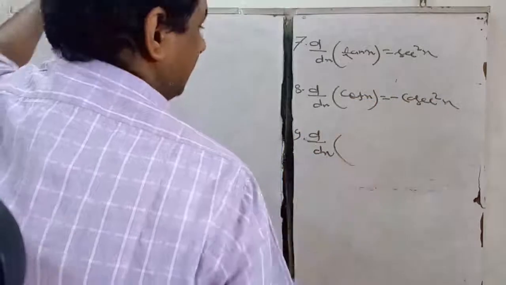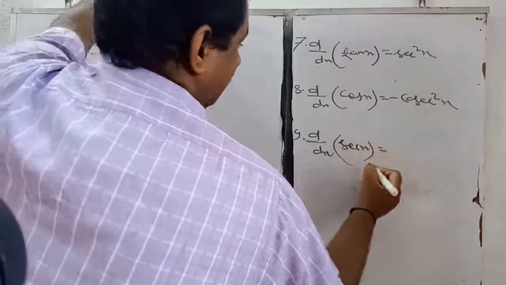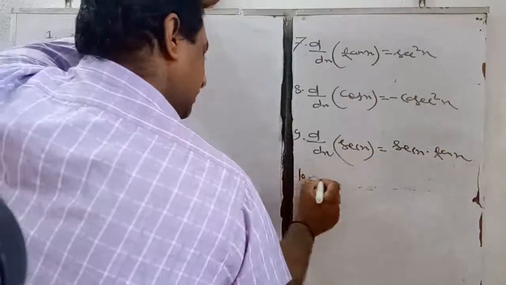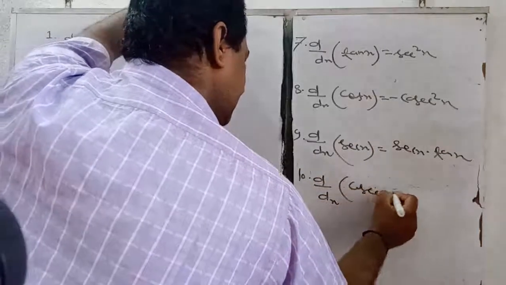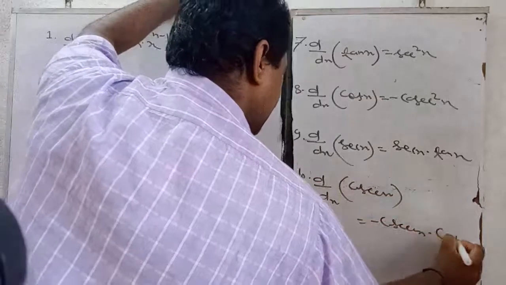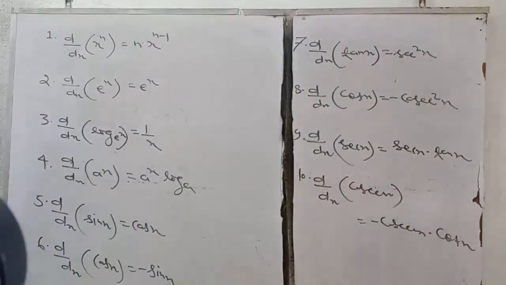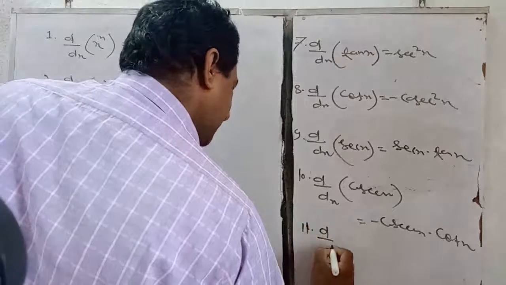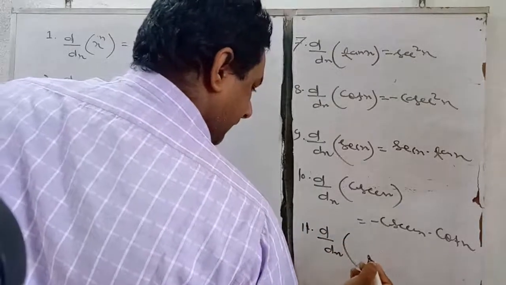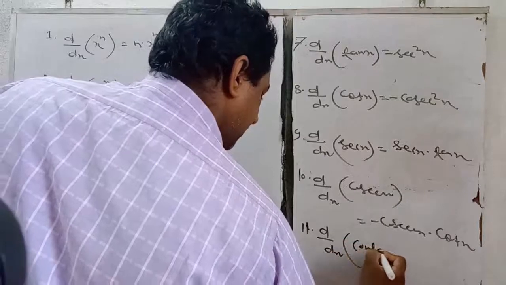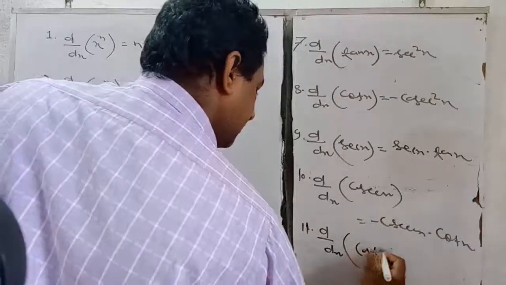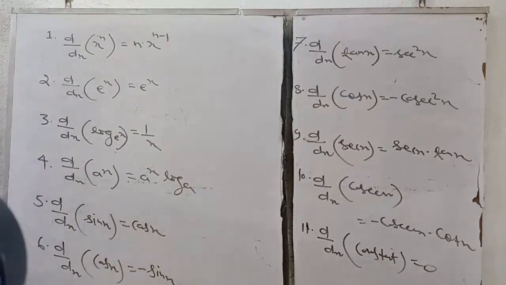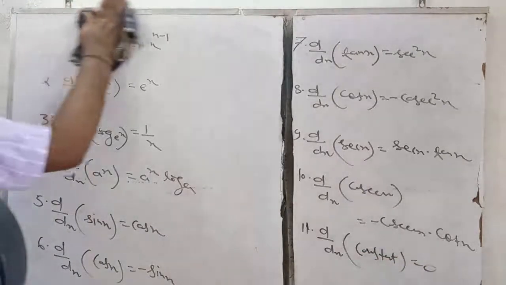D by dx of sec x is sec x into tan x. D by dx of cosec x is minus cosec x into cot x. Next, d by dx of a constant is equal to 0. These are the basic formulas which we need to solve the questions of differentiation.